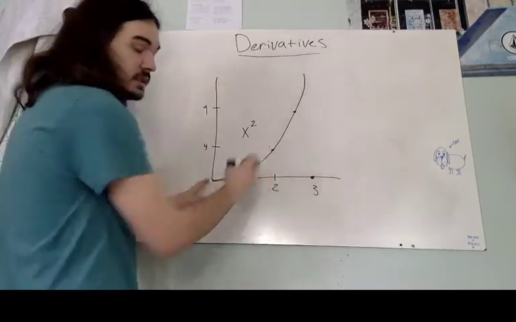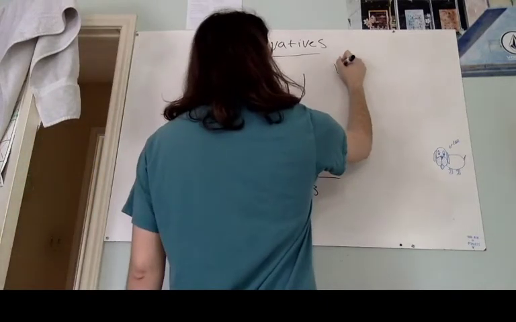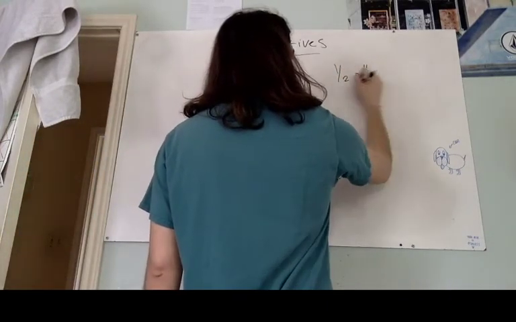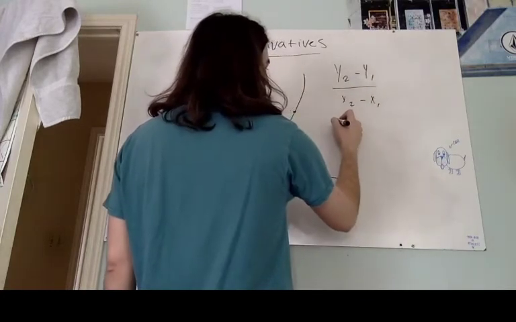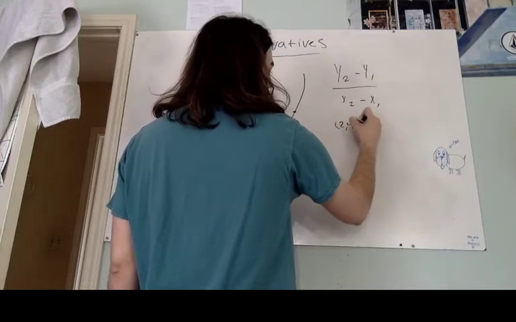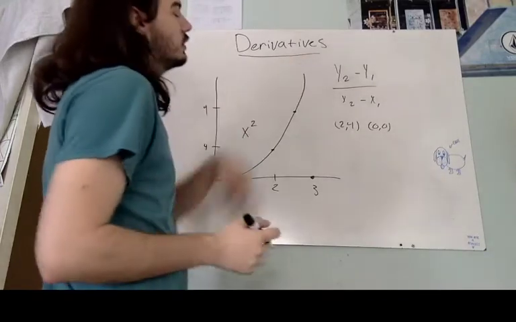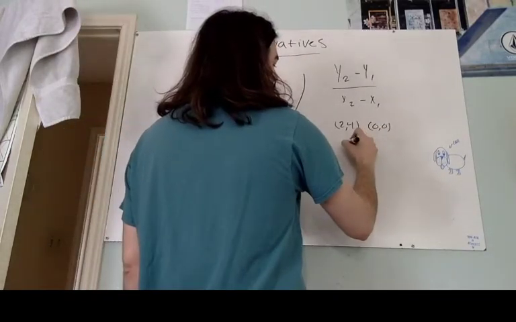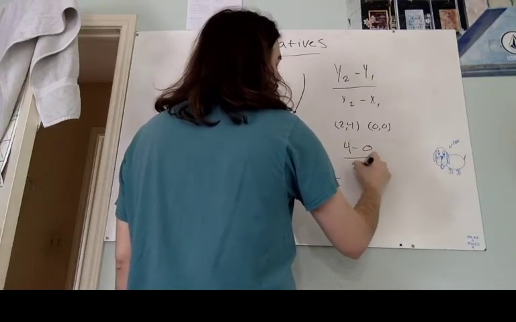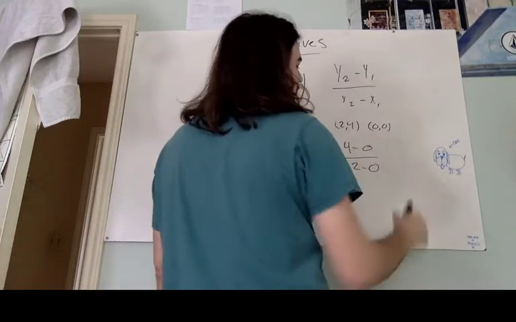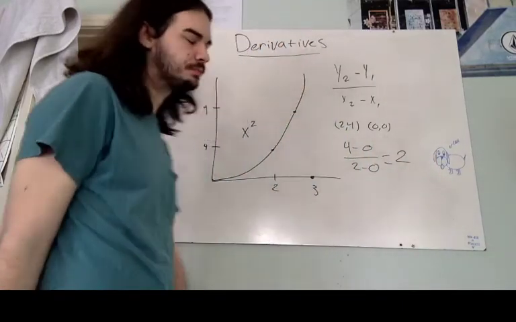So let's say I take the slope between (2, 4) and the origin. The slope formula, if you remember, is y2 minus y1 over x2 minus x1. And I'm taking it from (2, 4) to (0, 0), or the other way, rather. So my y2 is going to be 4, my y1 is 0, my x2 is 2, my x1 is 0. So the slope right here is 4 over 2, which is 2.